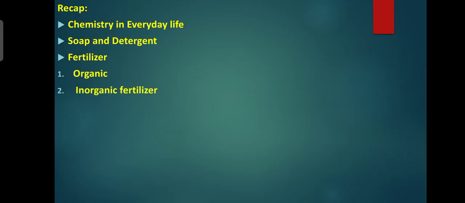Next one, soap and detergent. Bathing soap and washing detergent are kinds of soaps which we use in our daily life. The detergent molecules have two sides. One side is water loving, the other water hating. The water hating side goes and joins with the dirt and oil in the cloth, while the water loving side joins with the water molecules.